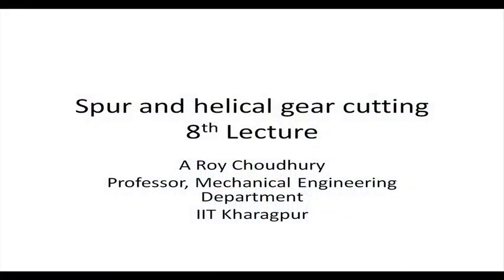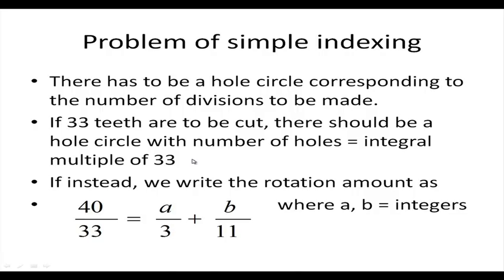So, up till now we have discussed simple indexing and identified some problems of simple indexing, like there might be some numbers of teeth for which simple indexing would not really work, or you would require an assortment of index plates in order to achieve simple indexing in such cases. So, there can be other solutions to these problems, and let us quickly go through such examples.